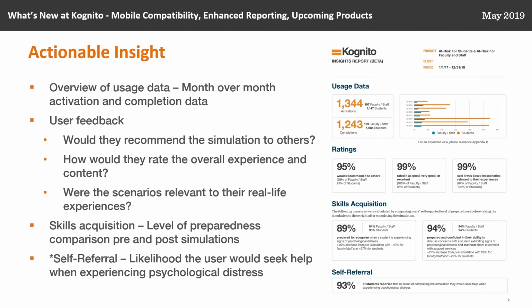Lastly, when at risk for college students and friend-to-friend, we do ask users taking the simulation if they would seek help or self-refer themselves to a mental health service. This particular school on the screen indicated a 93% self-referral rate, a powerful, powerful statistic that has individual students recognizing the need for their own mental health support.